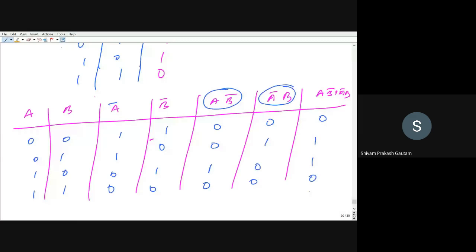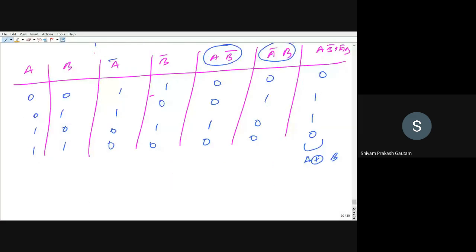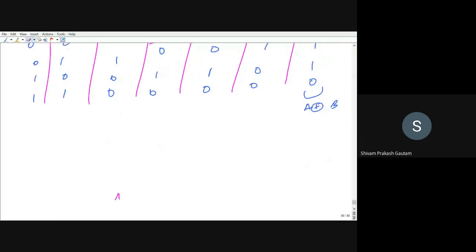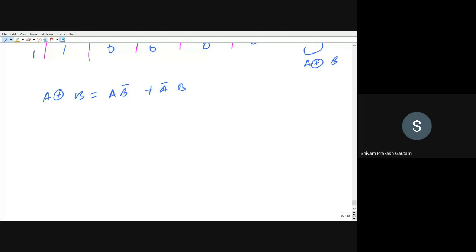Now we have to draw its logic diagram using gates. Simple gates you can use. So I will just write again: A XOR B will be equal to A B bar plus A bar B. We are having two variables, and you can see there is a multiplication, so we will be needing an AND gate. We will be needing an AND gate again because there is another multiplication, and then we are having an addition sign. For addition, we use an OR gate, right?